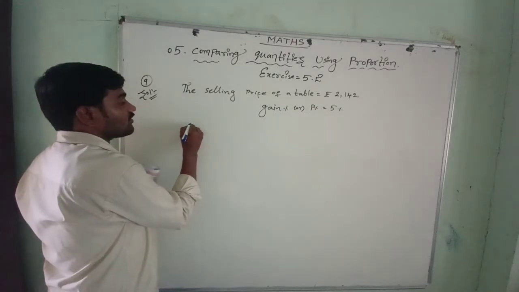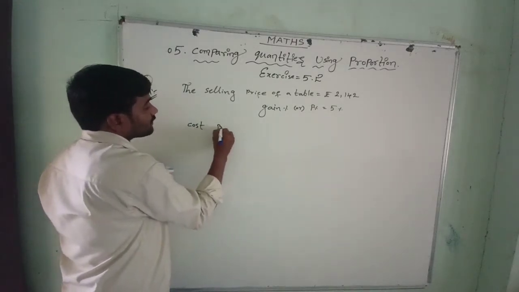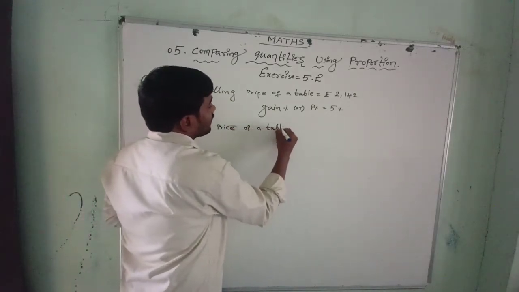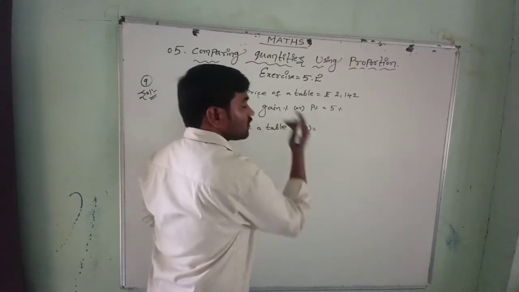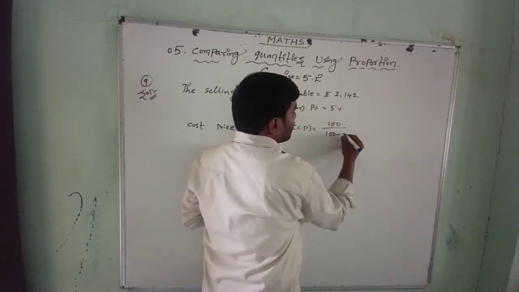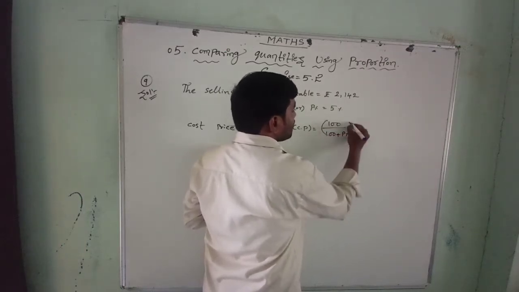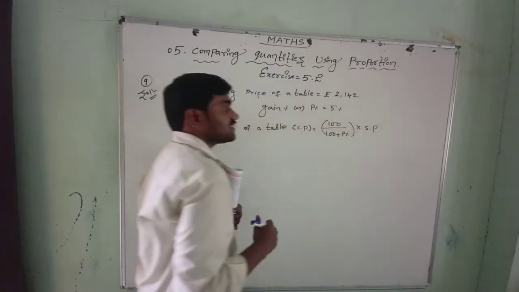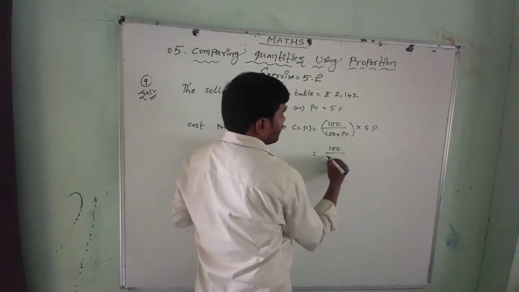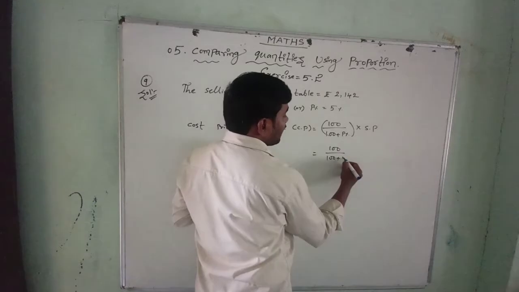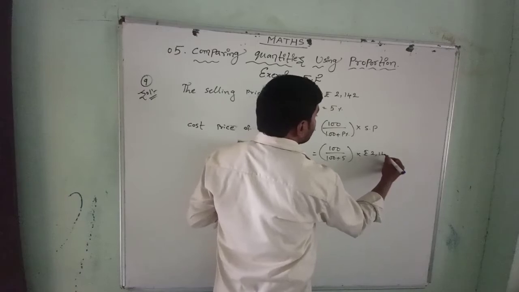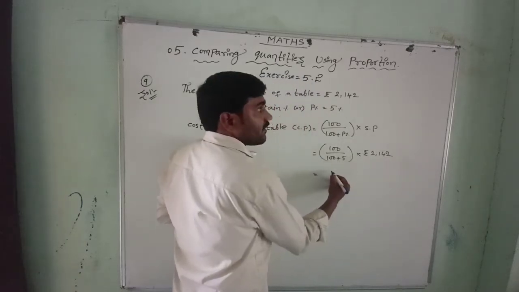So we have a formula for the cost price of a table. The cost price, CP, is equal to 100 by 100 plus profit percentage, into selling price. This is the formula to find the cost price. So here, 100 by 100 plus profit percentage, which is 5, into the selling price, which is 2142. So 100 by 105 into rupees 2142.